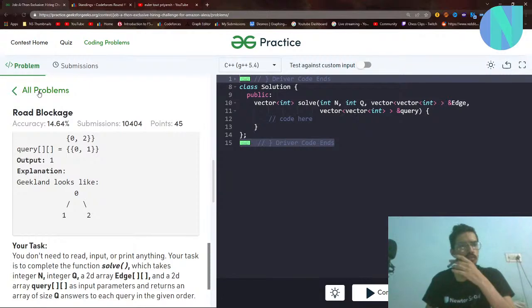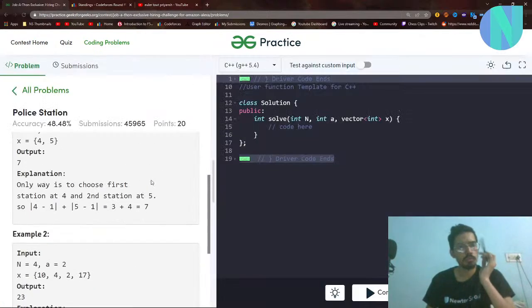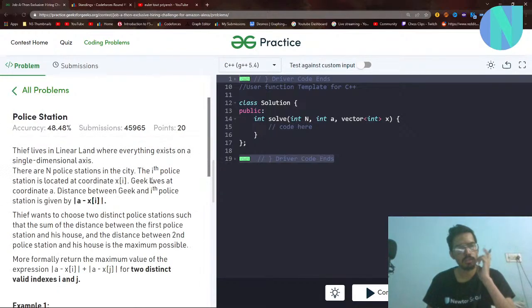Yeah, so if you know that, you will be easily able to solve this. Let's see the second problem. First problem was that a thief lives in a linear land where everything is in a single dimension line. The ith police station is located at coordinate xi, and the thief lives at coordinate a. The distance between the thief and the ith police station is given by this.